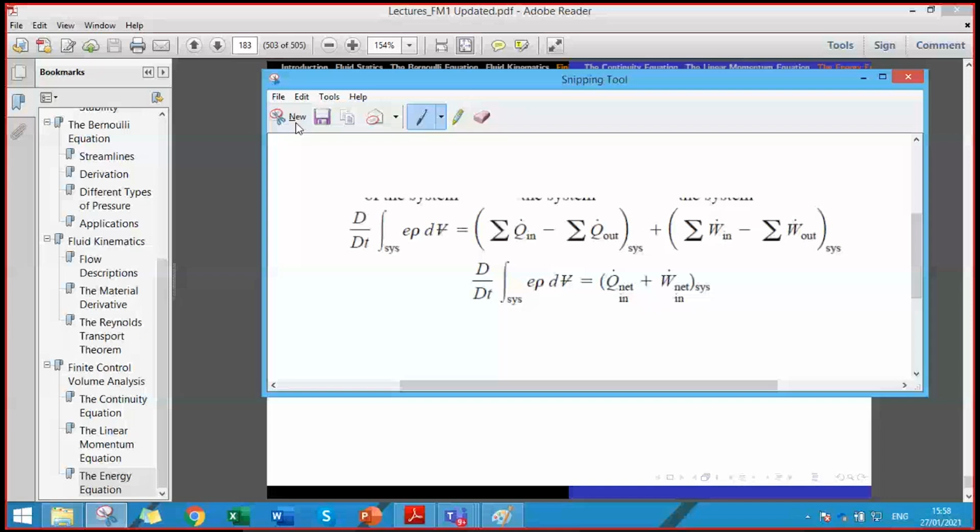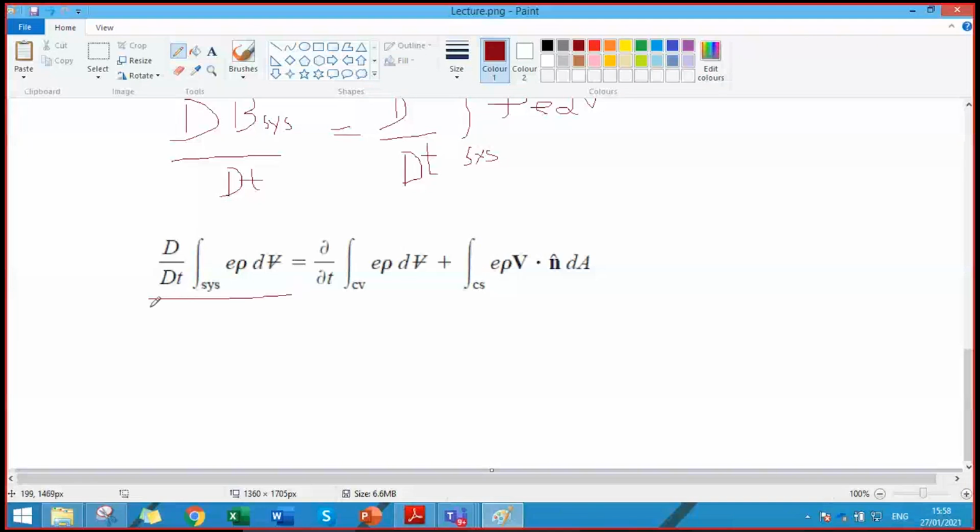Yes, sir. So what this equation is telling is that the time rate of change of energy in a system is equivalent to the time rate of change of the energy in the control volume plus the net flow of energy into and out of the control surface. Clear? Again, the first term is the unsteady term and the second term will only be non-zero when there is flow of energy into or out of the control volume.